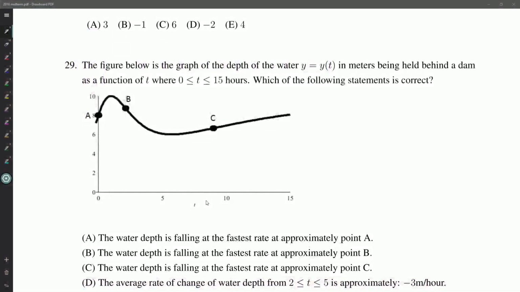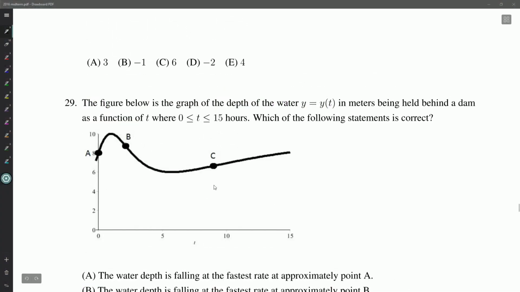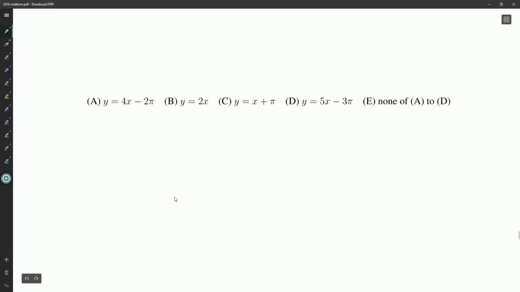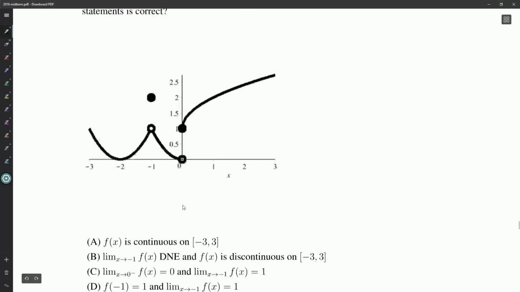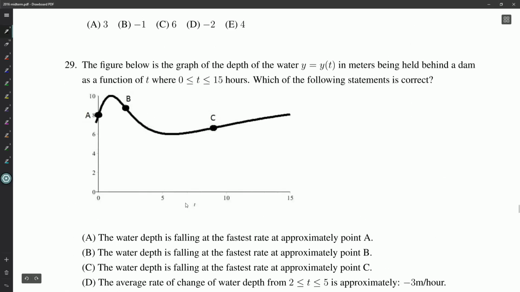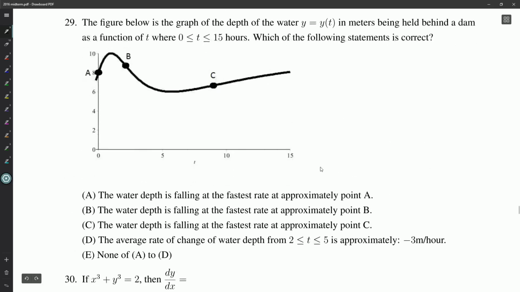Hello and welcome back. We're looking at the last four questions on our 2016 midterm, so that'll be 29 through 32. And what have we got? 29 here. The figure below is the graph of the depth of the water in meters being held behind a dam as a function of t. I assume t is time, 0 to 15 hours. Which of the following statements is correct?